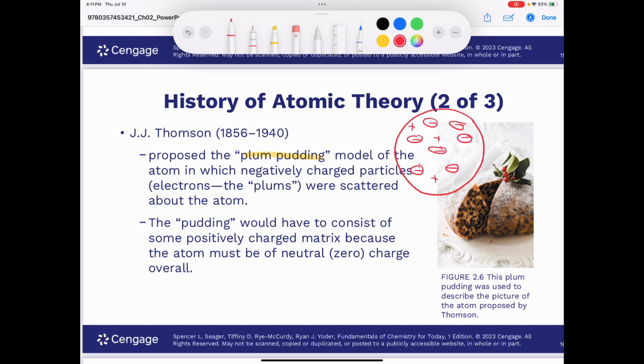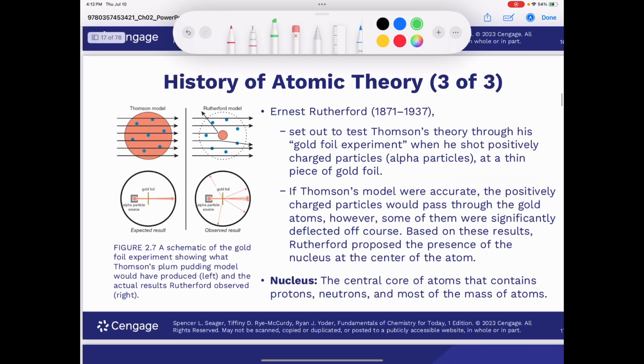And so the pudding would have to consist of some kind of positively charged matrix, right? That's what I'm writing here. It'd be like a positive body, and that positive body or matrix would balance out the raisins, the negatively charged electrons. Again, Thomson did some amazing stuff. He discovered the electron. So that's pretty cool.